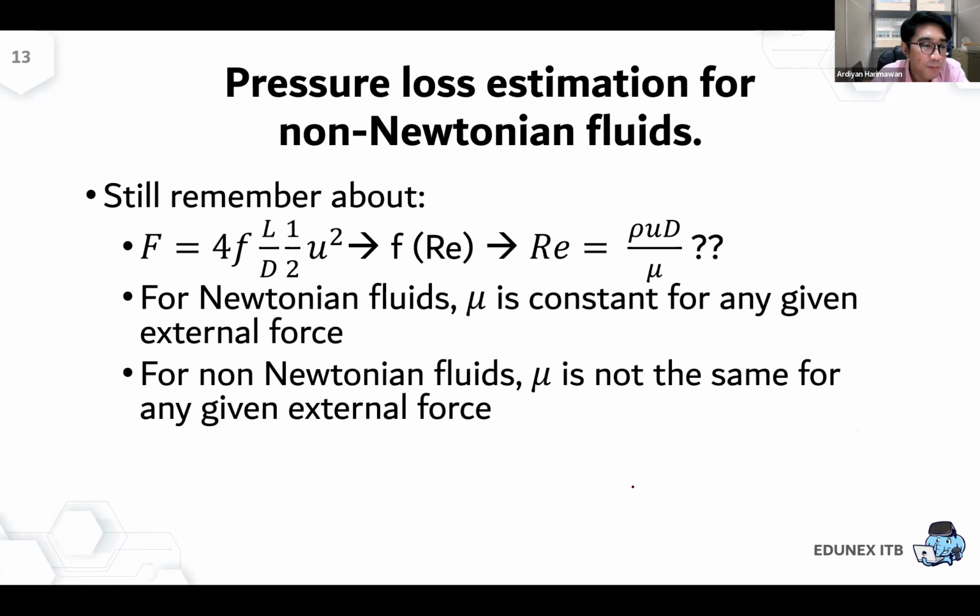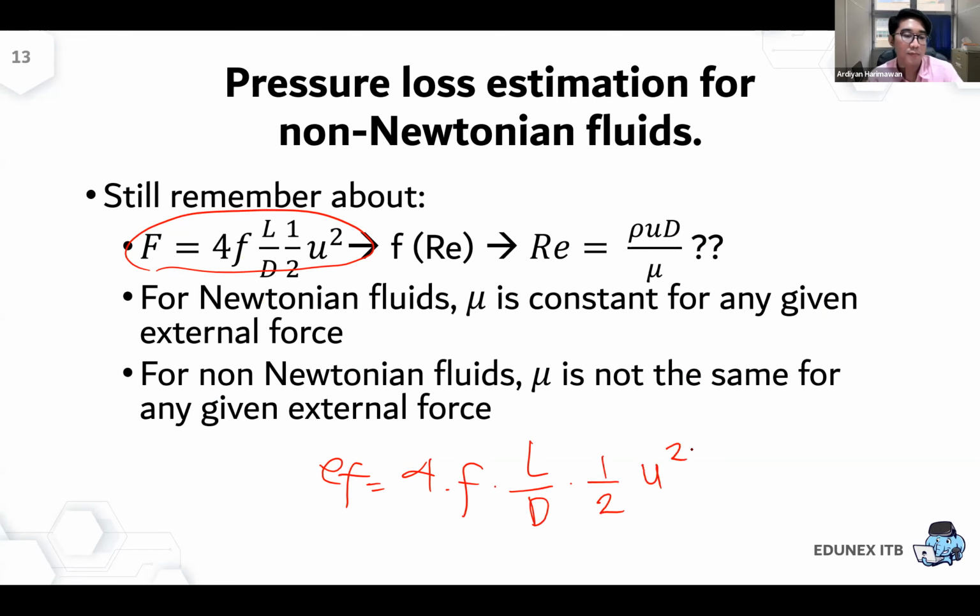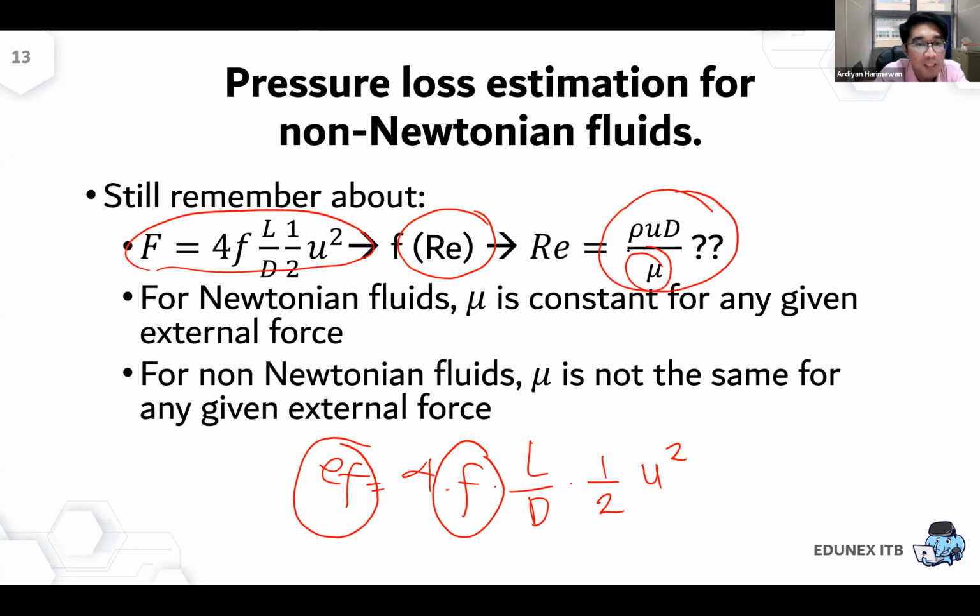How to calculate EF? EF is basically this one. Remember again how to calculate EF. EF is 4 times friction factor times L over D times this one. So to calculate EF, you need to calculate the friction factor. And friction factor will be a function of Reynolds number. And Reynolds number will be a function of viscosity. For Newtonian fluid, viscosity is always constant. So it won't be any problem.